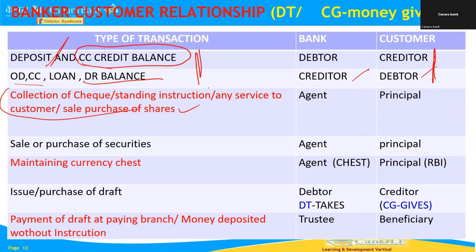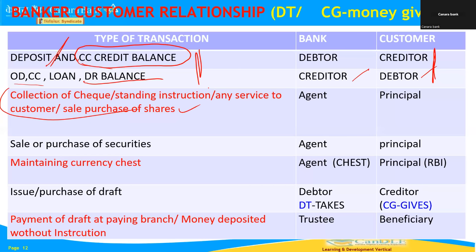Then after 2-3 days, the customer will come. Sir, I deposited 50,000 four days back. The amount was not there. Sorry, sir, that day the link was down, and you have not written your name clearly. Now please write, we will deposit the money. It happens, no? In these things, money deposited without specific instructions, always remember whose money it is. Customer's. You are keeping it in SL, so you are a trustee for him. So in those cases, beneficiary is customer and trustee is your bank.